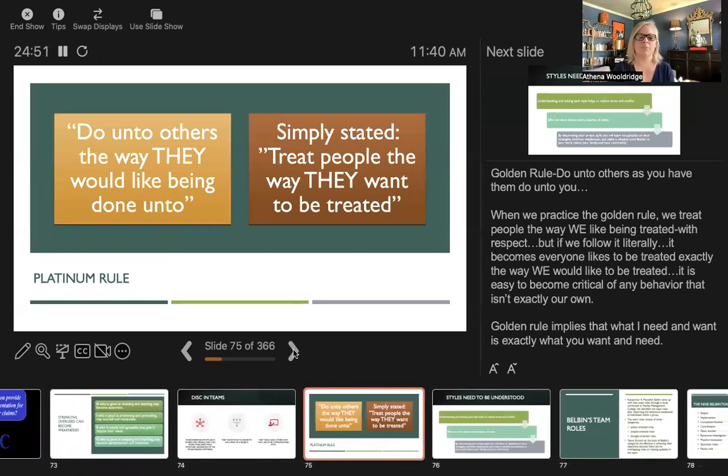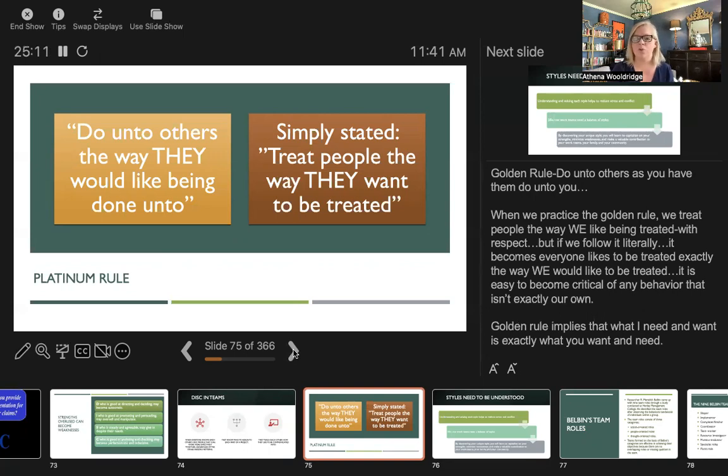This is interesting. What is the golden rule, the platinum rule, if you will? Do unto others the way they would like being done to, right? Treat people the way they want to be treated. And if you understand their personality, you understand how they expect and how they thrive with interactions. And that is very, very important that you understand.